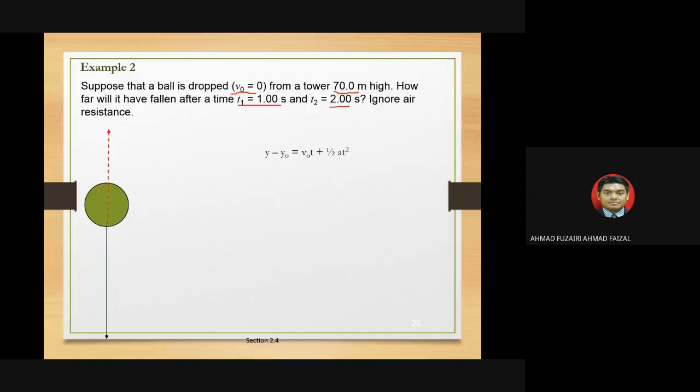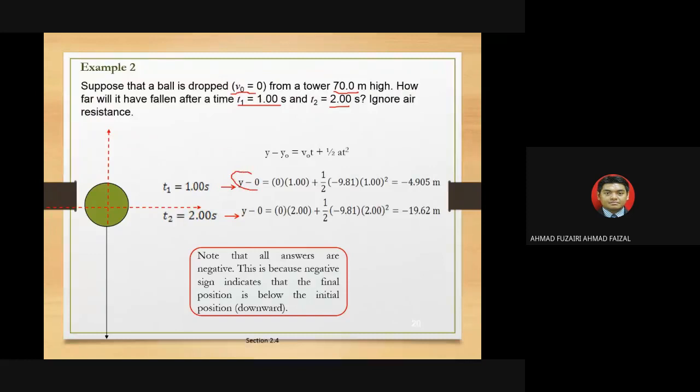Now we do for time 1 second first. So, delta y equal to 70 meters. V naught equal to 0, t just substitute with 1 second, plus half a t square. Again, a equal to negative 9.8 meters per second square. Negative sign you can put here or here, doesn't matter. You still get the answer, negative 4.905 meters.